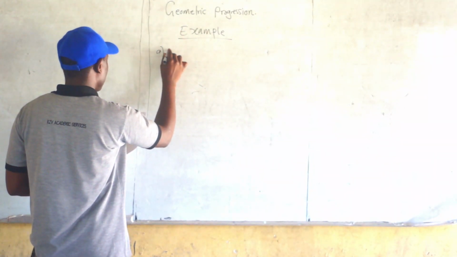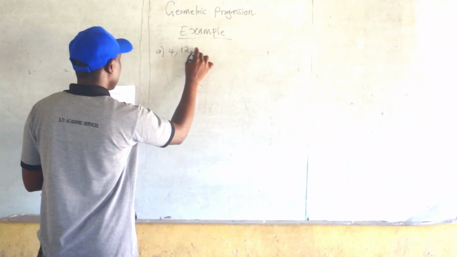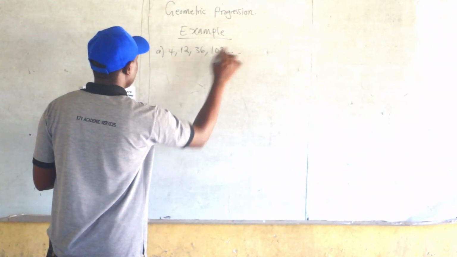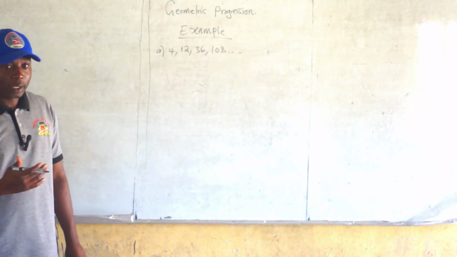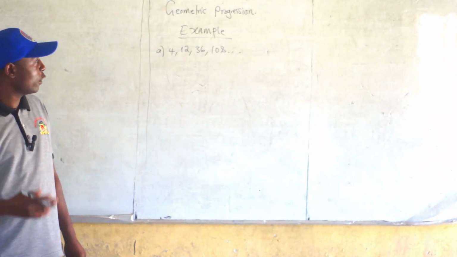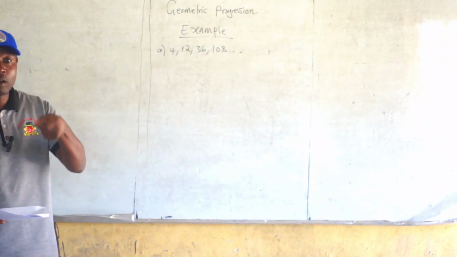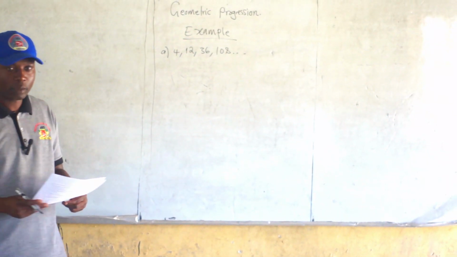There, that is a sequence: 4, 12, 36, 108, and so on and so forth. Isn't it? This is a GP. It's a sequence in the form of a geometric progression. For us to find 12, we need to multiply by a constant amount, and that constant amount is what we call a common ratio.